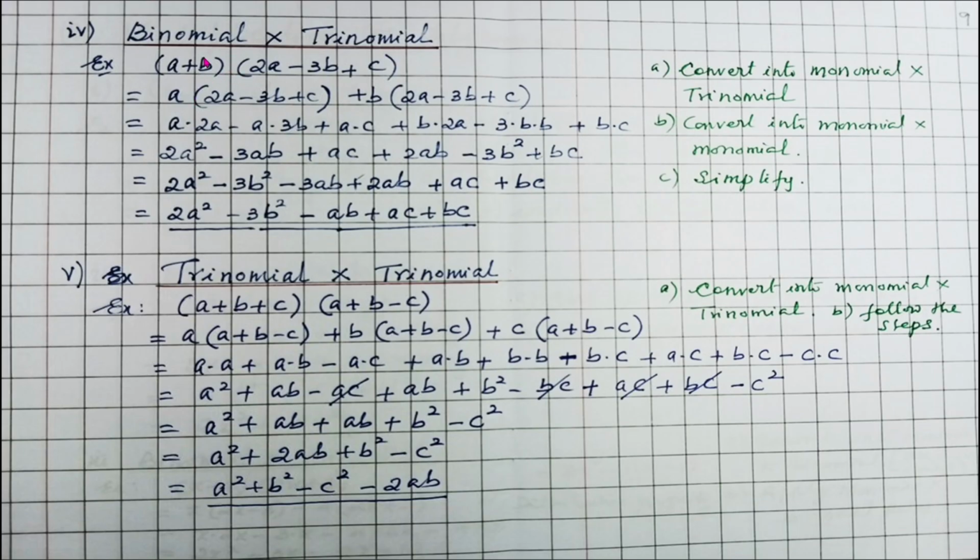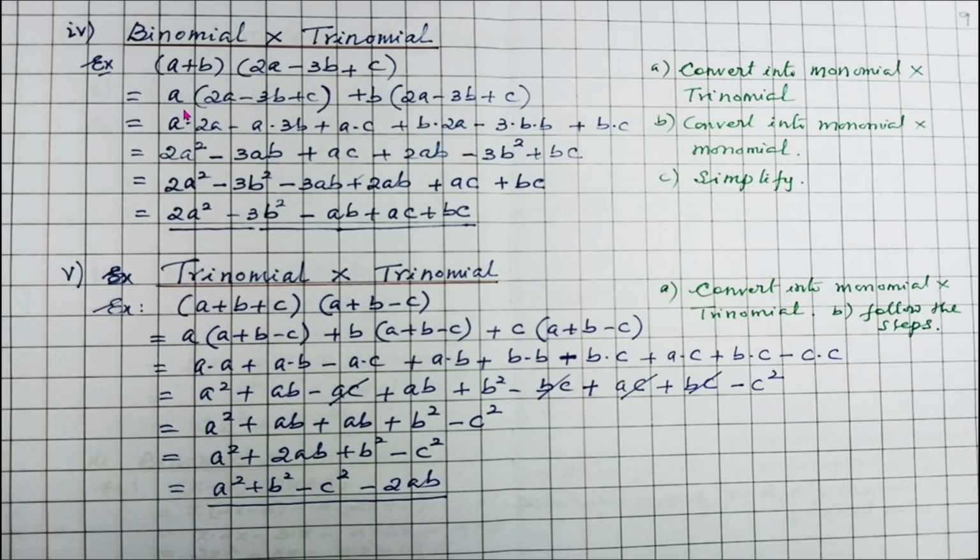We have a binomial a plus b here and a trinomial 2a minus 3b plus c. Now let us first apply the distributive property and convert it into monomial into trinomial. So a into trinomial plus b into trinomial. So this is the first conversion. Convert into monomial into trinomial first.